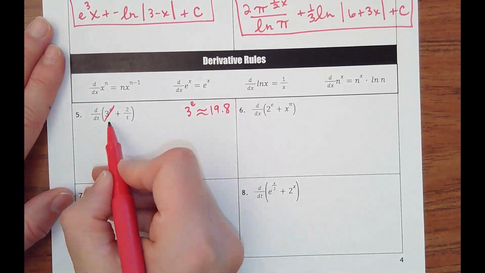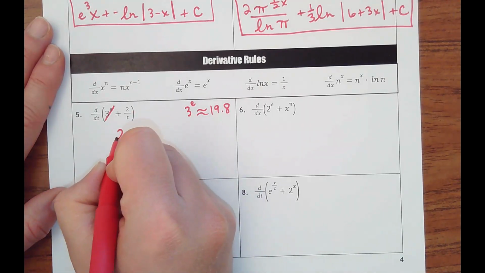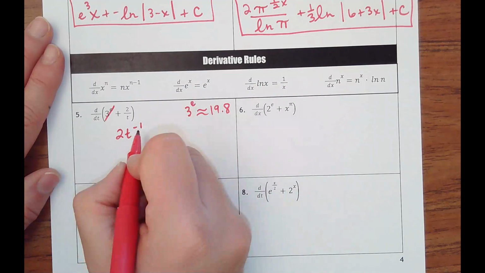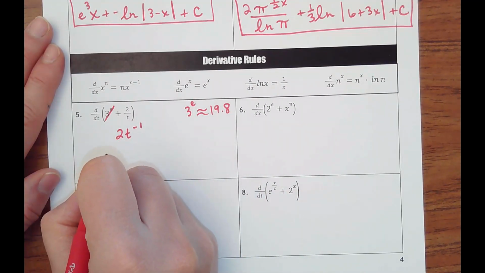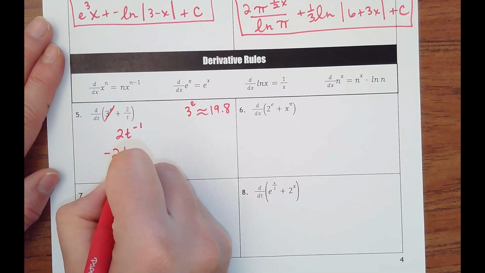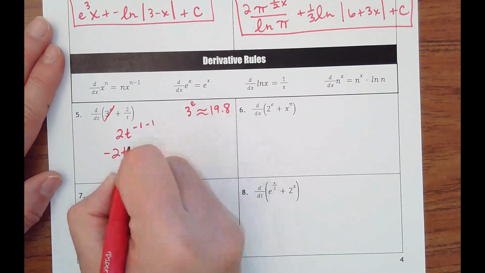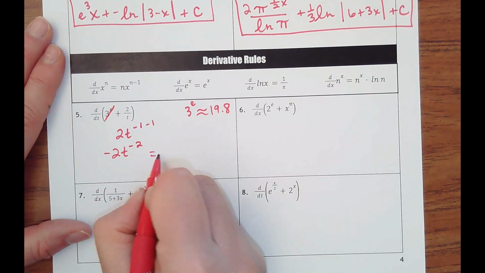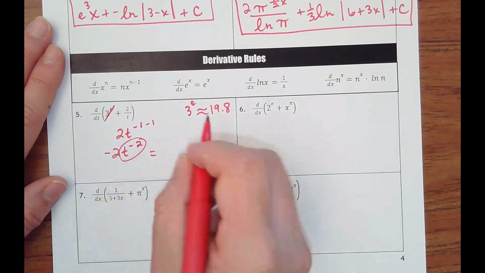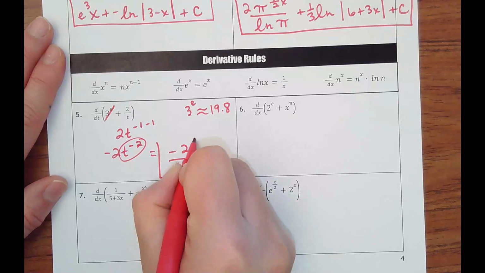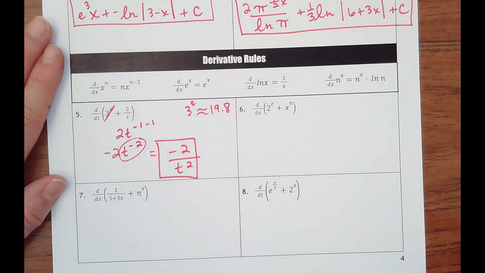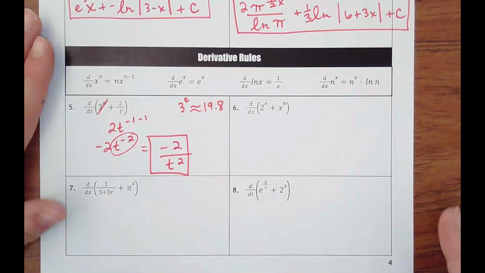So that's gone. I'm going to fix this 2 over t to be 2t to the negative first power. So remember, we bring that in front or multiply. 2 times negative 1, so that's negative 2t, and then we subtract 1 from the power, so that would be to the negative second power. You could fix that and float the t to the bottom, so it'd be negative 2 over t squared.